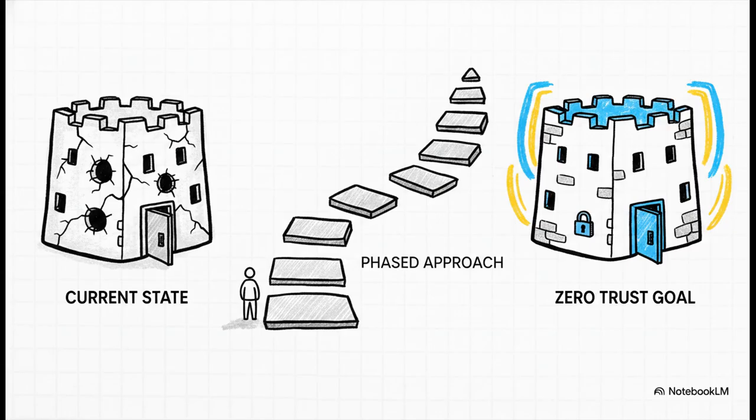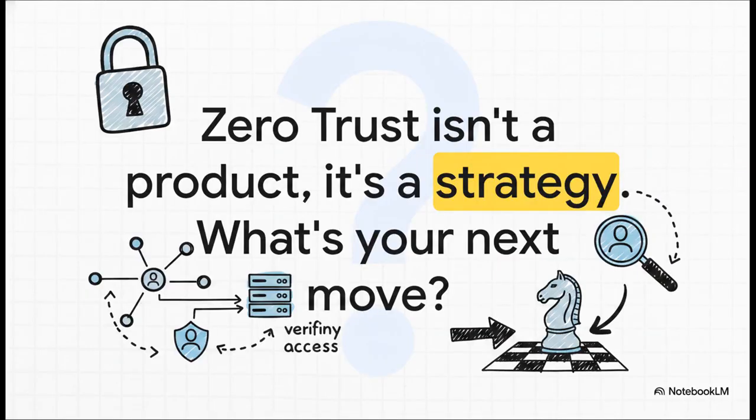The best way to start is with a phased approach. Figure out where your biggest risks are and tackle those first. You build out your protections over time. Because ultimately, zero trust is not a product you can just go out and buy. It's a strategy. It's a shift in mindset from trust but verify to something much safer and much simpler. Never trust, always verify. So the only question left is, what's your next move?